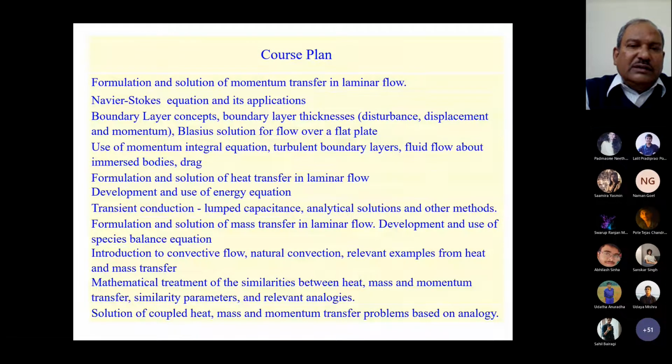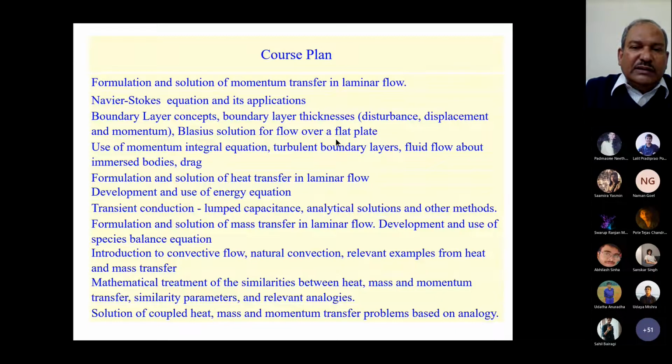So what happens inside a boundary layer? What kind of a flow? What is the friction coefficient? How do you solve boundary layer equations for flow over a flat plate, which is the simplest possible case and which I refer to here as the Blasius solution for flow over a flat plate.